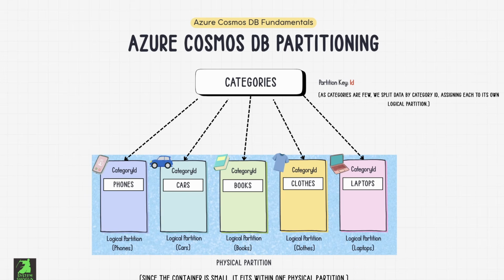Let's look at a real example. Our categories container. We'll use ID as the partition key because we only have a few categories. Each category, like phones, cars, books, clothes, and laptops, becomes its own logical partition. Since there aren't many of them, the container easily fits within one physical partition. This setup keeps things simple and efficient for small, relatively static datasets.